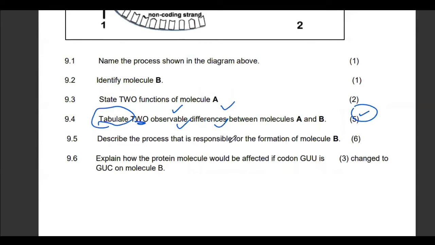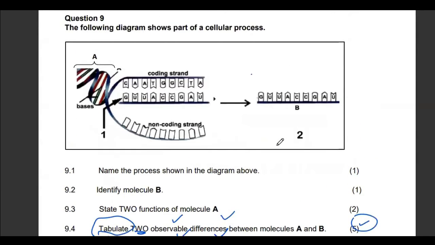Describe the process that is responsible for formation of molecule B. So here, molecule B is messenger RNA. Why messenger RNA? It's because of this, you see, this is messenger RNA, which has uracil. Also only one strand is being used. So that's evidence to show that this is transcription, because this is a non-coding strand. So it means that only this is acting as a template.